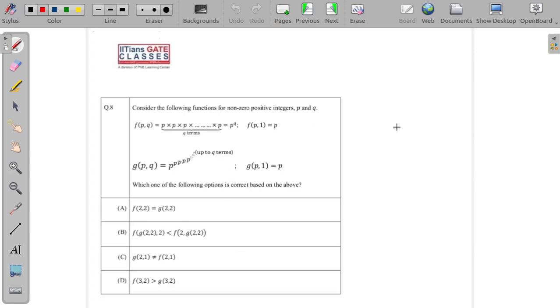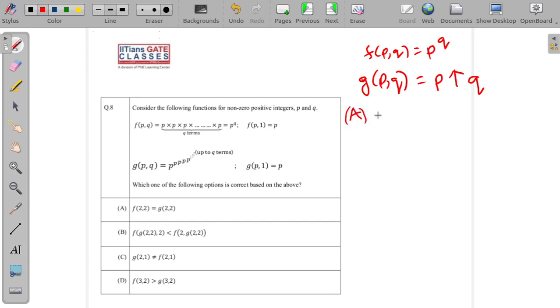Consider the following functions for non-zero positive integers p and q. F of p comma q is p raised to q. G of p comma q is p raised up to q terms. So which one of the following options is correct based on the above? Let me just write it. F of p comma q is p raised to q. G of p comma q, let me just write this as p with an arrow q, okay, for convenience. Let's start verifying the options.